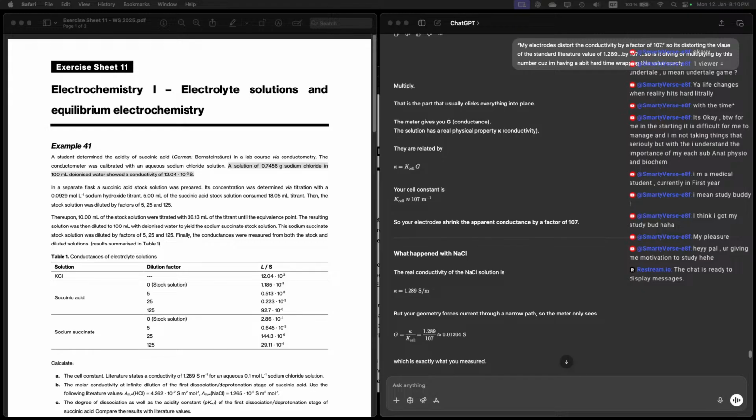Multiply, that's the part that actually clicks everything into place. The meter gives the conductance G. The solution has a real physical property. Your cell constant is 107, so electrodes shrink the apparent conductance by a factor of 107. The real conductivity of NaCl is higher, but your geometry forces the current through a narrow path, so the meter only sees less.